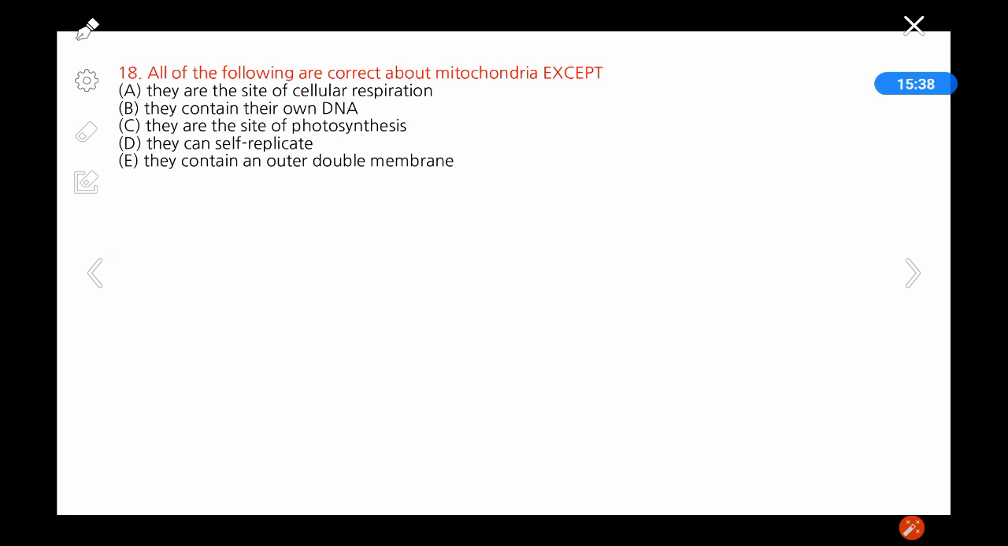All of the following are correct about mitochondria except: they are the site of cellular respiration. Yes, we studied that, and cellular respiration takes place in mitochondria. They contain their own DNA, exactly, guys. Mitochondria and chloroplasts are organelles that both have their own DNA and their own ribosomes. Then: they are the site of photosynthesis. It's very clear that this is the answer for the question.